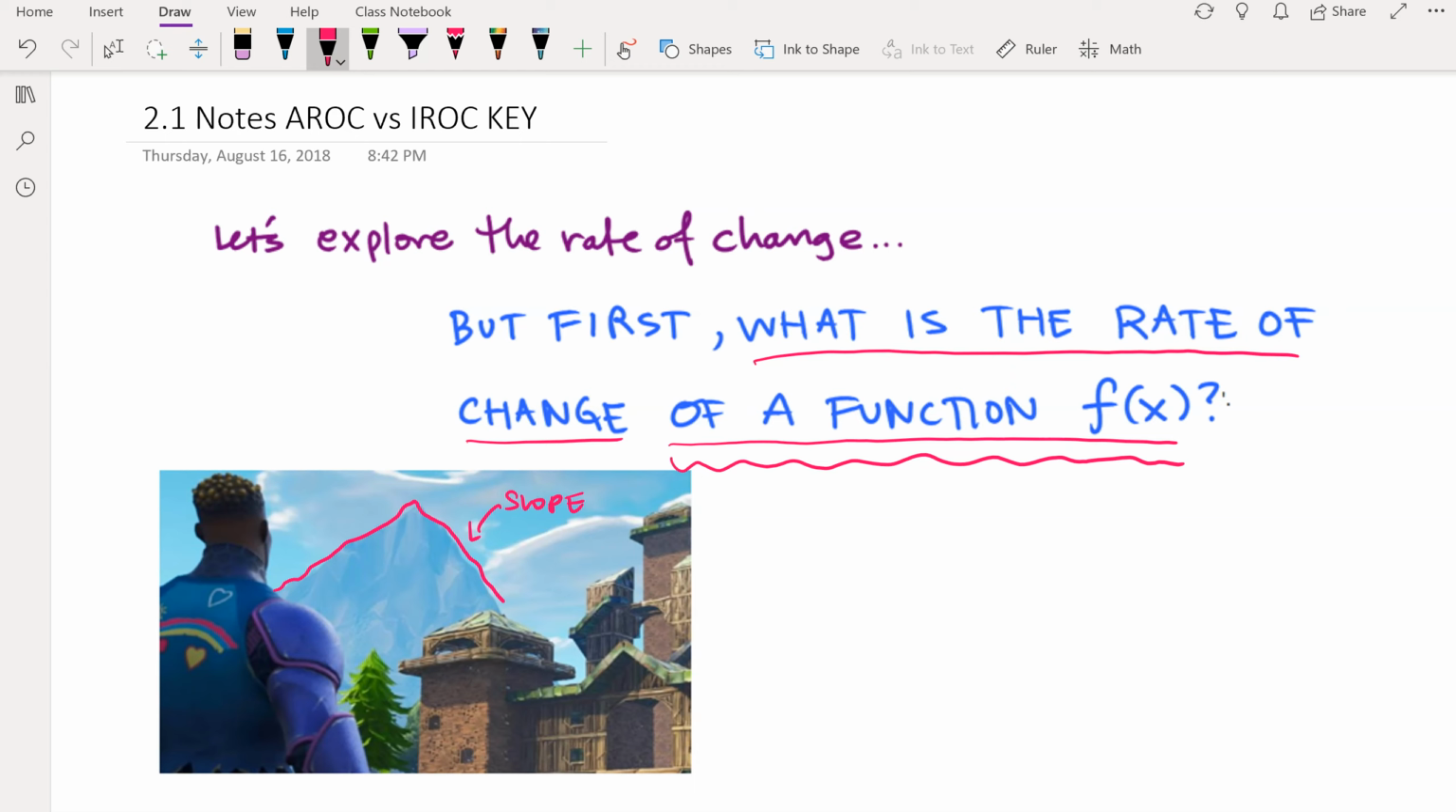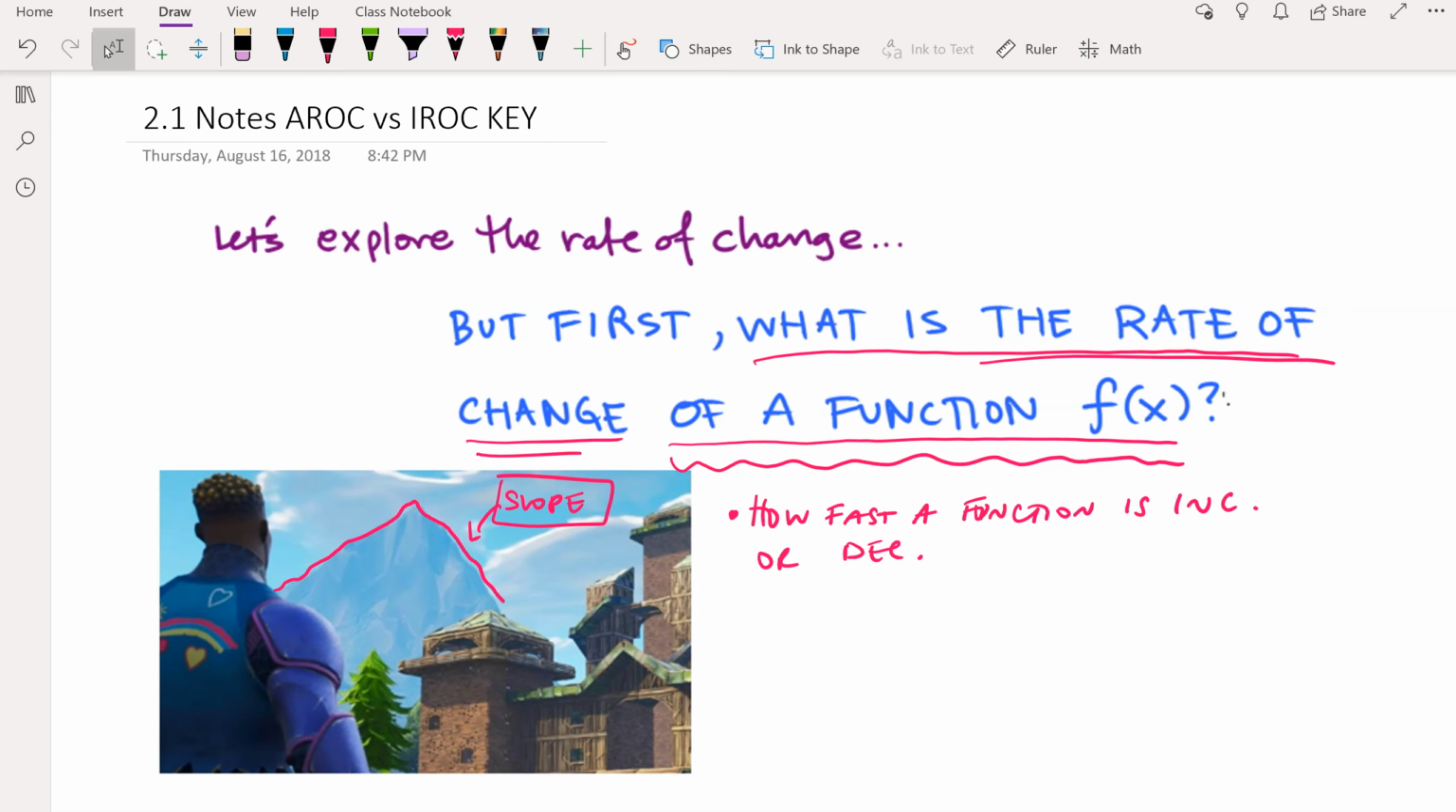So the slope of a function f of x, let's make sure we define it clearly in our notes: how fast a function is increasing or decreasing. You could put INC for increasing or DEC for decreasing. That is the rate of change. Also, you should put slope. Rate of change is slope: how fast the function is increasing or decreasing. So another way to say it is slope.